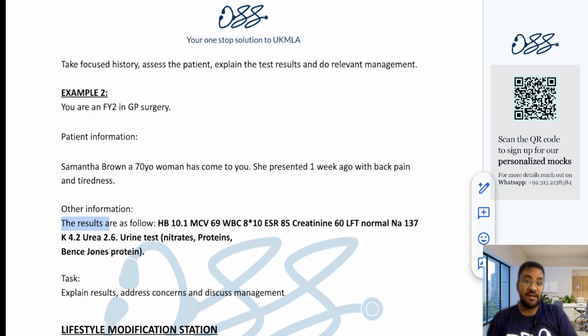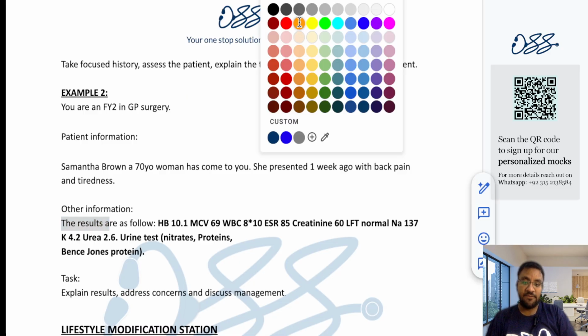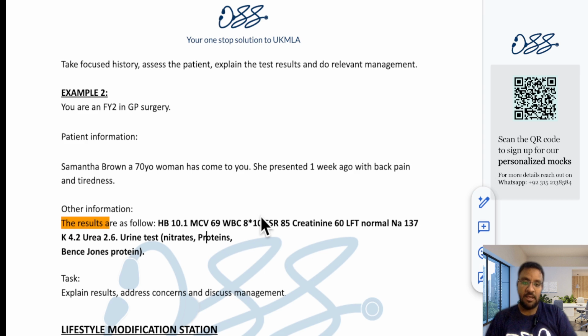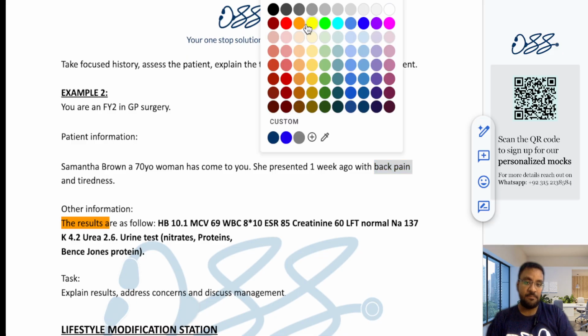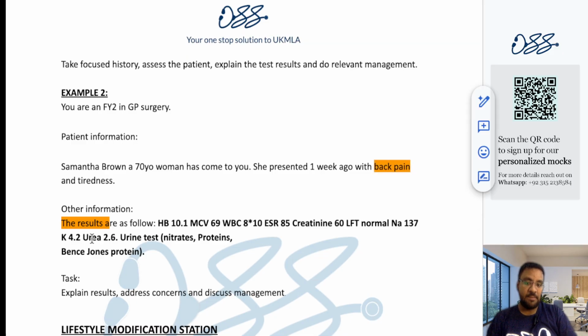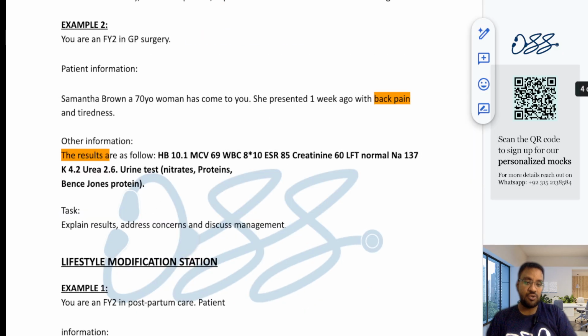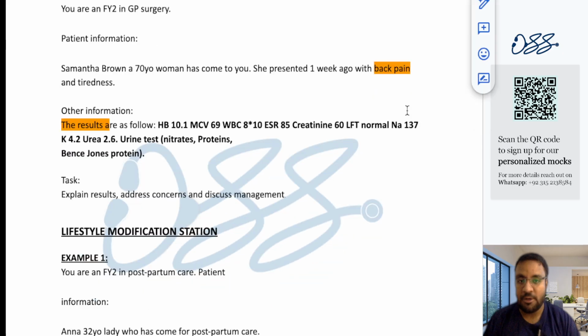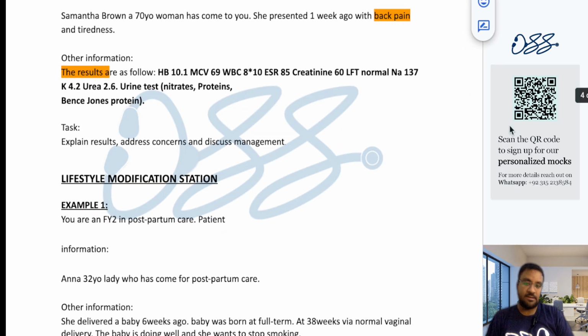This is just leading to a particular diagnosis. Like if you can see the Bence Jones protein, this is presenting with back pain, and I said that the patient may also have symptoms mentioned in the task, but the test results would be there. So you know that this is multiple myeloma. It's already most likely a diagnosed case. So all you need to do is just counsel, explain the test results, and talk about the next steps of the management.